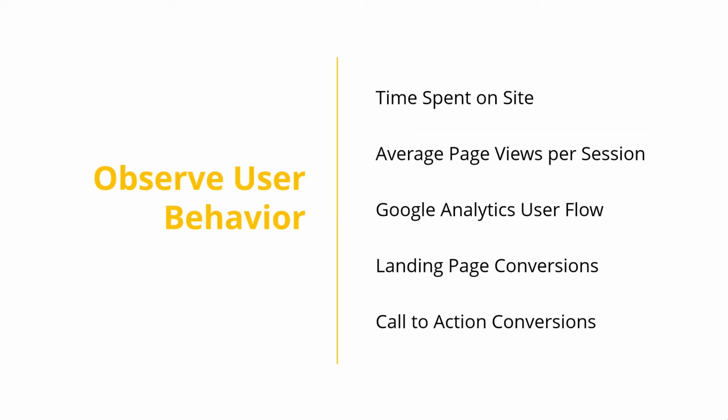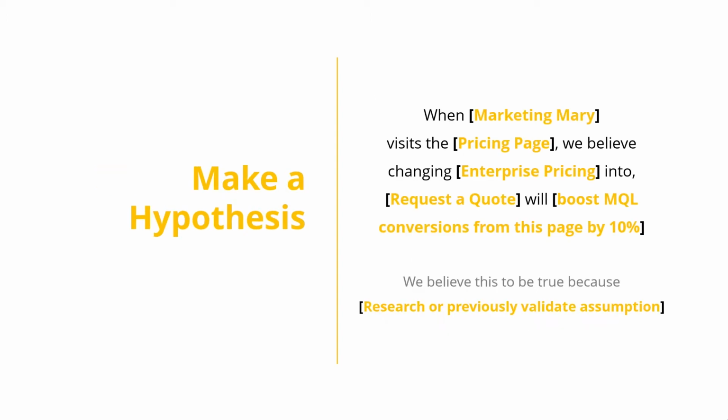So user behavior are things like time spent on site, average page views, the user flow through the site, conversion rates on landing pages, and click-throughs on calls to action. These are things that we can observe and measure and build hypotheses upon. So a hypothesis is an educated guess on an improvement to a metric on the site. When Marketing Mary visits the pricing page, we believe changing enterprise pricing into request a quote will boost MQL conversions for this page by 10%. We believe this to be true because of research or previously validated assumptions.